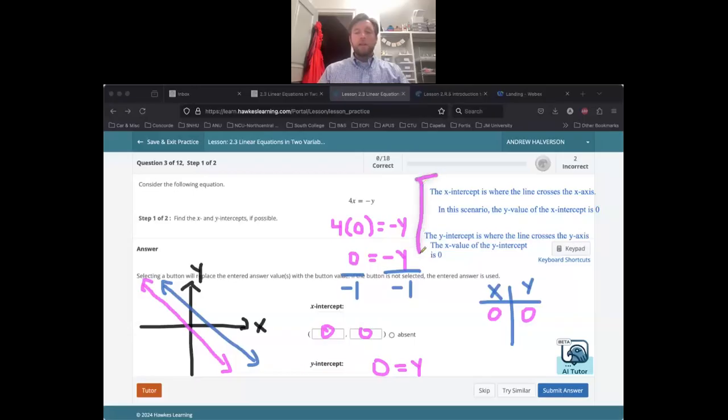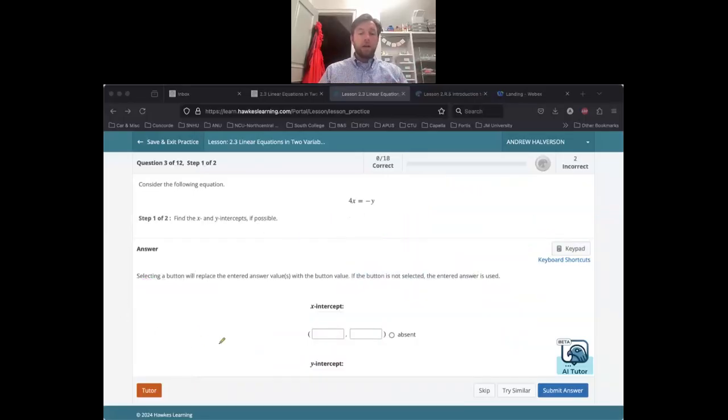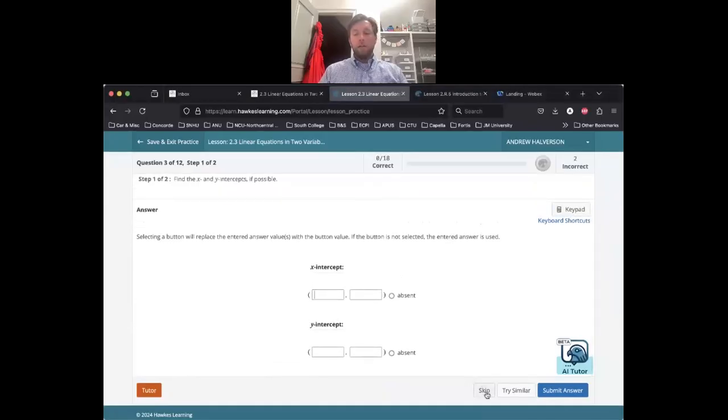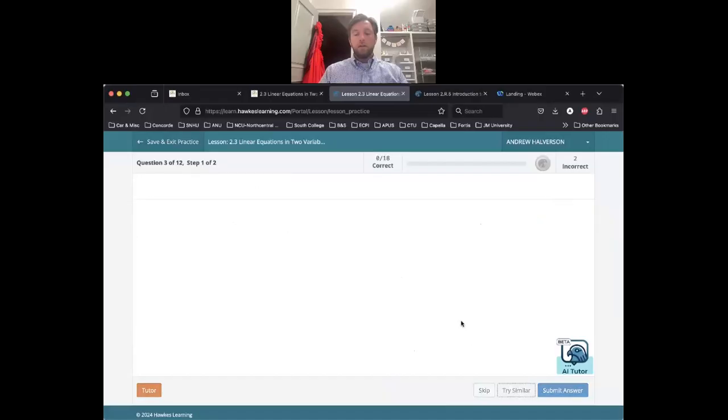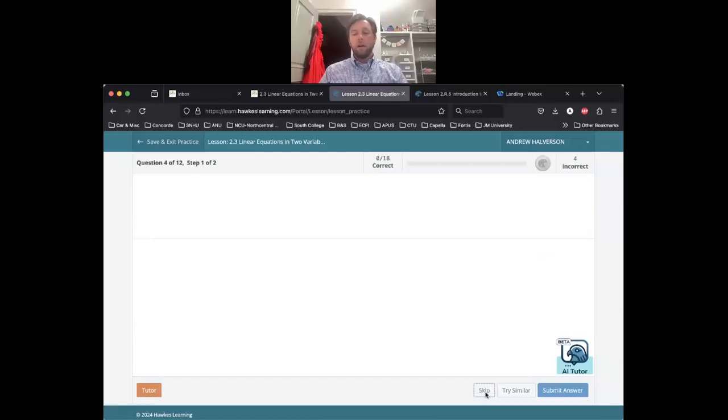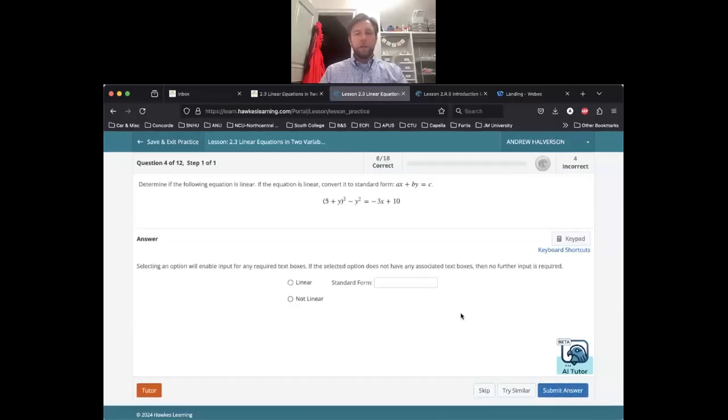Okay, so this is the lesson here. That's the main thrust of the lesson. The x-intercept is on the x-axis, y is 0. The y-intercept is on the y-axis, x is 0. That's the takeaway. That's the main thing. Let's see if they'll give us another one here, it's the same thing.